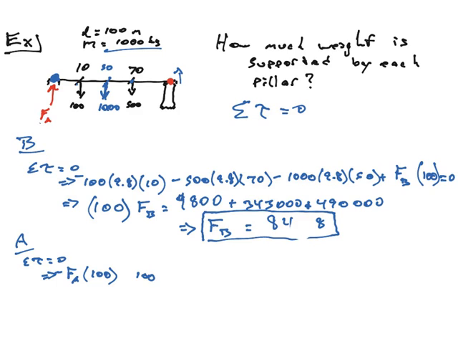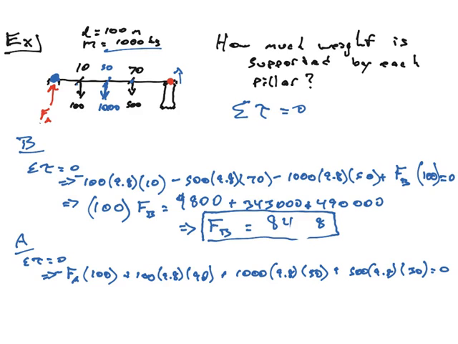Next, we have the 100. So 100 times 9.8 times the distance from the 10 all the way to the 100, which is 90. Pulling down on there makes this want to go counterclockwise, so he's positive. Then we got the 1,000 times the 9.8 times from 50 to B is 50. He's also positive. And then we got the 500 times the 9.8. The distance from 70 over to 100 is 30. And those are our torques. Set it equal to 0.